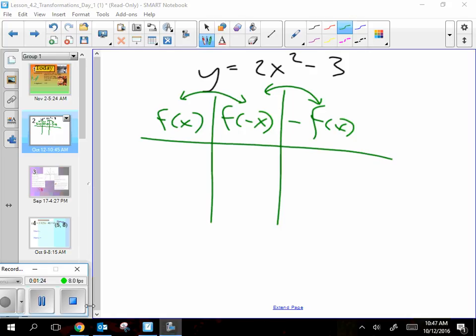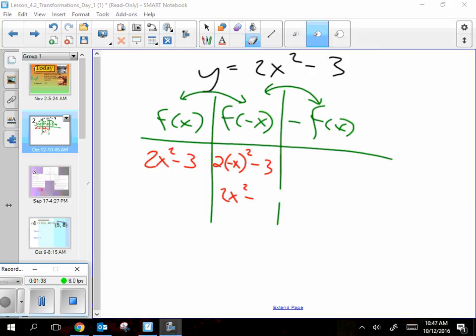All right, so this is 2x squared minus 3, and this is 2 empty spot squared minus 3. Drop in a negative x, and you simplify it down, and you get 2x squared minus 3. And since those are exactly the same thing as each other, then this is even.